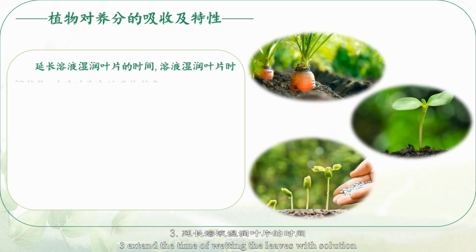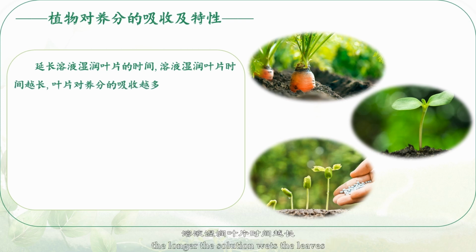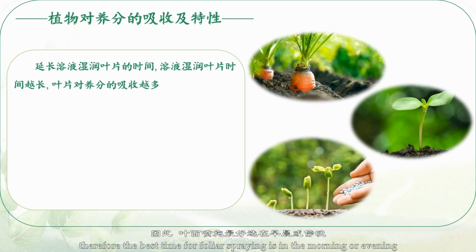3. Extend the time of wetting the leaves with solution. The longer the solution wets the leaves, the more the leaves absorb the nutrients. Therefore, the best time for foliar spraying is in the morning or evening. At the same time, you can add an appropriate wetting agent.